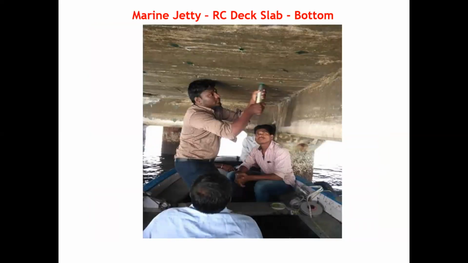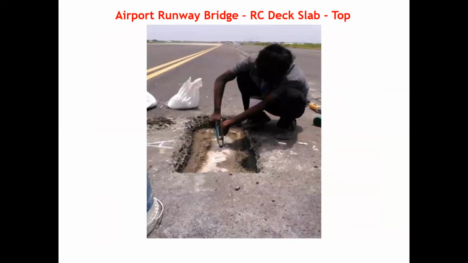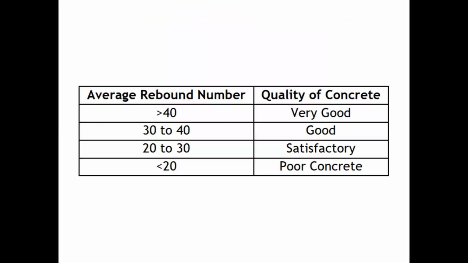This is another structure, a marine structure with an RC deck slab. The bottom is being tested with the rebound hammer, and this is on a bridge RC deck bottom portion. And in airport runways, normally the runway has a BT pavement, and that topping needs to be removed to expose the concrete, and then we do this rebound hammer test on the surface of the parent concrete.